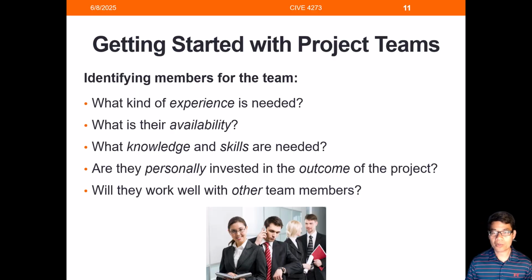If you're dealing with a hospital-related project, that person should have some experience dealing with Medicare projects before. If the project is residential related, maybe you should find team members who have dealt with residential projects before. Again, it really depends on the type of position that you're looking for. Are they available? If they're available, when are they going to be available? What kind of knowledge and skills are needed for the particular task you want that person to do?